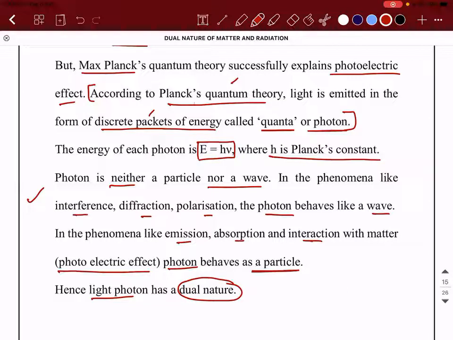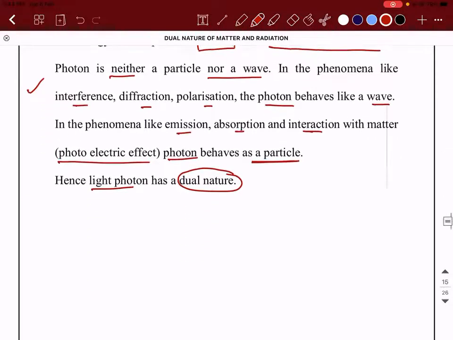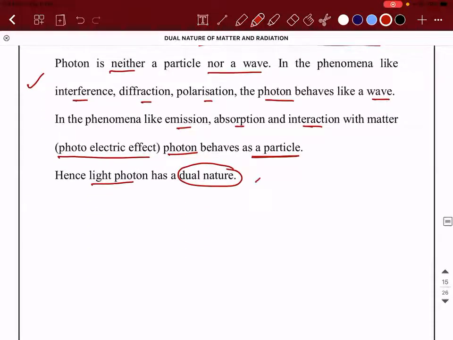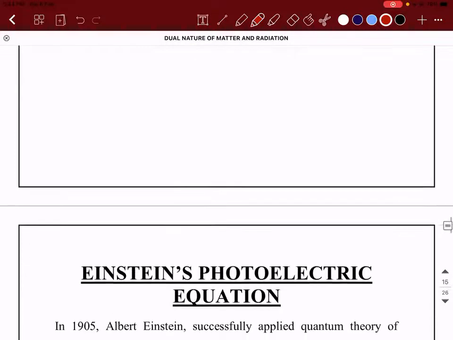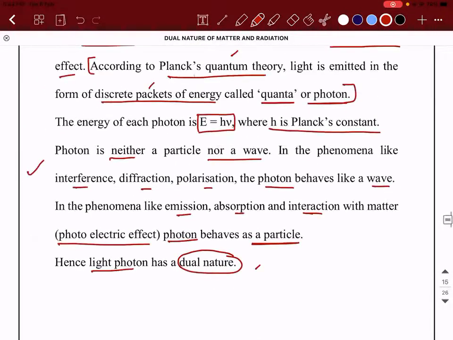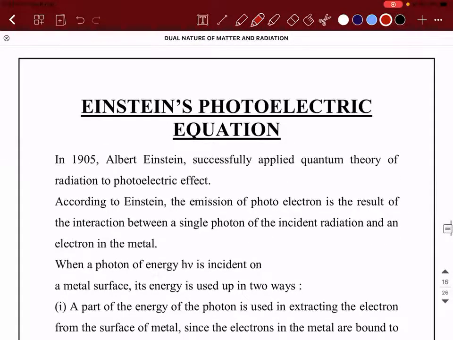Whereas the same light, when it is dealt under the concept of emission, absorption, and interaction with matter, is considered like a particle. Hence, light is said to have dual nature. Based on this, we are going to see the next important topic, that is Einstein's photoelectric equation.